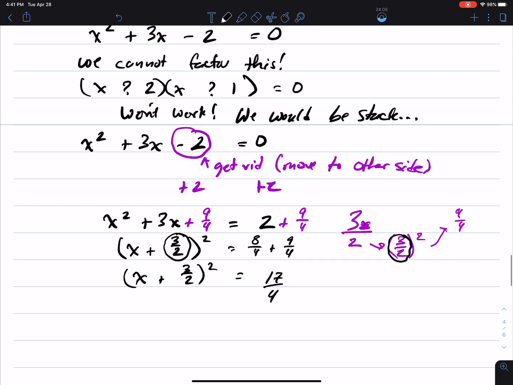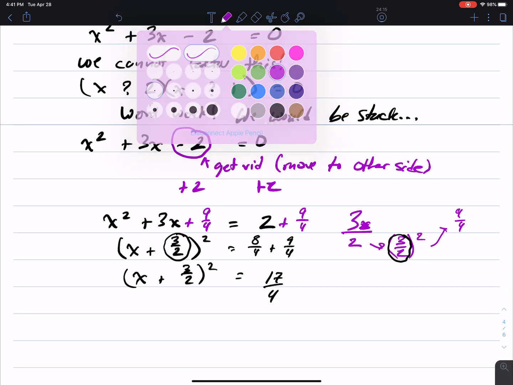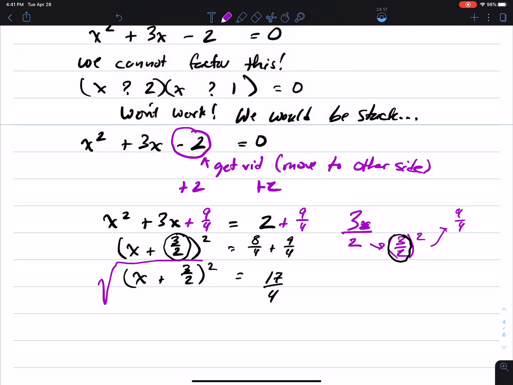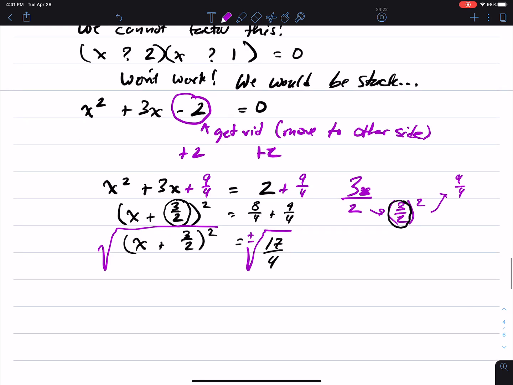I hope you're following me up to this point. This is for sure the most difficult problem we've done yet, but this is why I wanted to do this one for you. All right, and now what are we going to do? We're going to take the square root of both sides. Hopefully you're with me on all that.